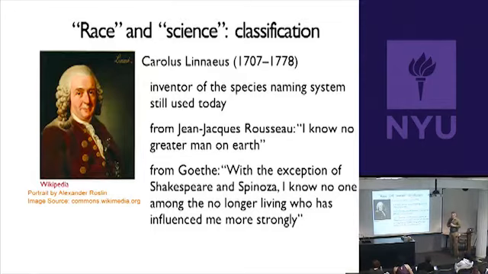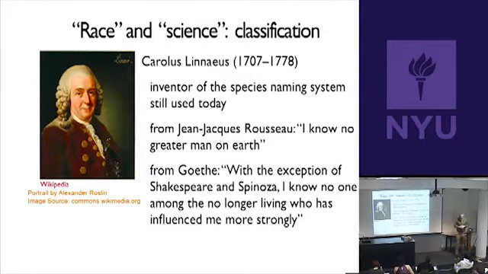He was considered a brilliant, brilliant biologist. And just to get an indication of how brilliant he was viewed by other brilliant people, these are quotes from two great philosophers, Rousseau and Goethe. Rousseau says, "I know no greater man on earth." And that's high praise coming from Rousseau, who is still to this day a very highly regarded philosopher. Goethe: "With the exception of Shakespeare and Spinoza, I know of no one among the no longer living who has influenced me more strongly." So that's really high praise for someone.